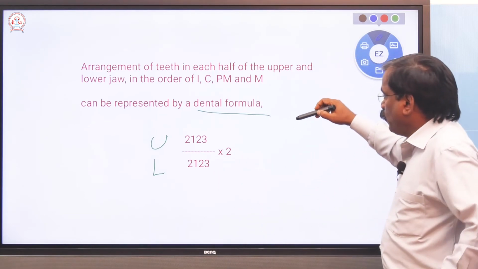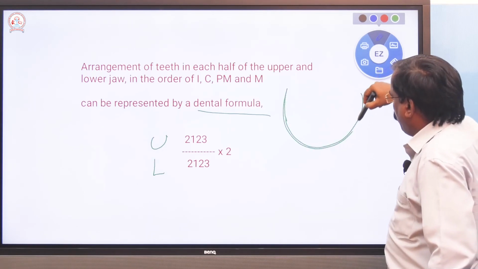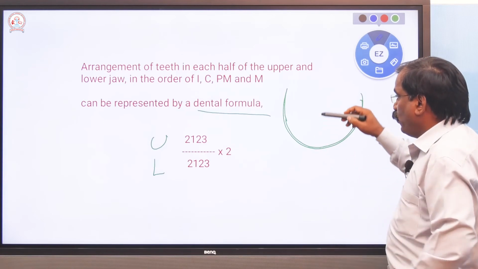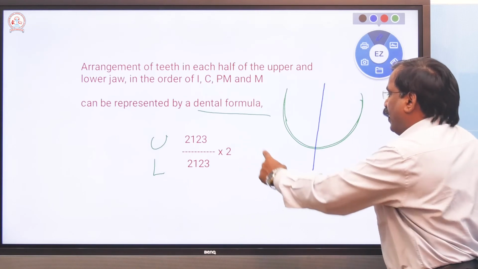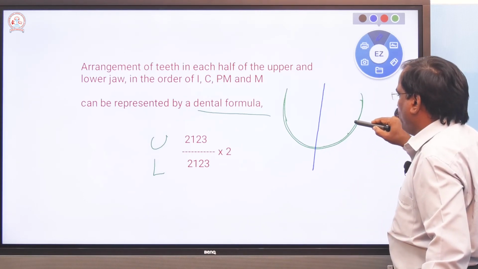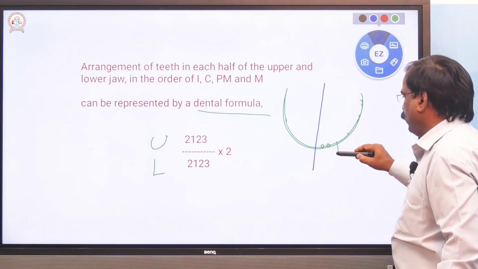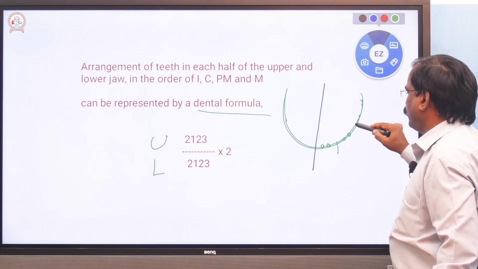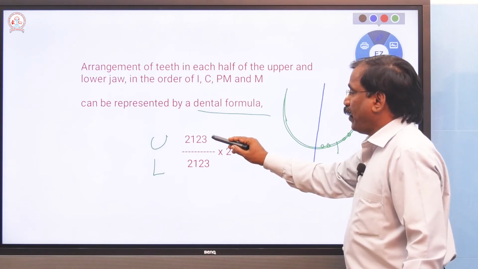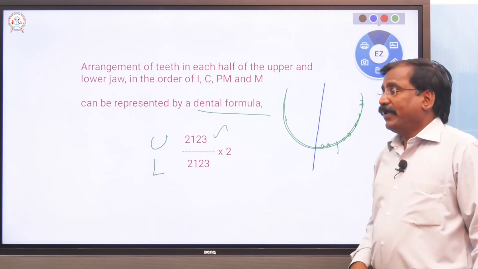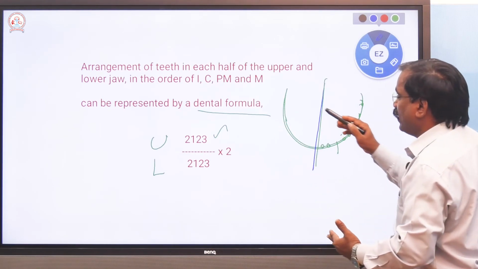இப்போ நம்ம ஜா இருக்குல்ல, இது ஒரு அப்பர் ஜா, ஒரு ஜா எடுத்துக்கோம். இந்த ஒரு ஜால நம்ம ஒரு ஹாஃப் எடுத்துக்கிறோம். இந்த ஹாஃப்ல இருக்கக்கூடியது 2 1 2 3. That means 2 incisors, 1 canine, 2 premolars and 3 molars. ஒரு half. This is for upper jaw, this is for lower jaw. ஏன் ஒரு half எடுக்கிறோம் அப்படின்னா, the next half symmetrical. இங்க என்ன இருக்கோ அதே தான் இருக்கும்.